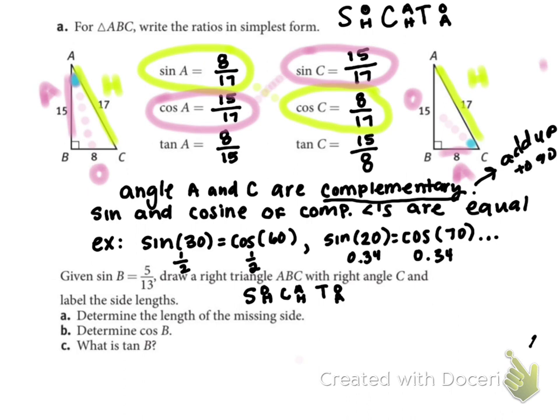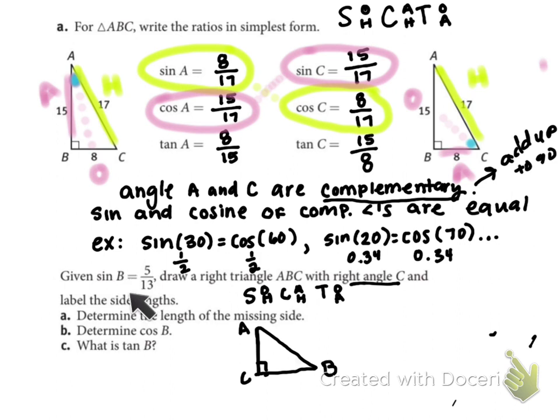So if I look at this one, first we're going to draw a right triangle. When I draw a right triangle, it tells us where the right angle is, right angle C. So I know my right angle is C, so that one's going to go there. And A and B can just go anywhere. So I'm just going to put A here and B here. It does not matter where you place them.